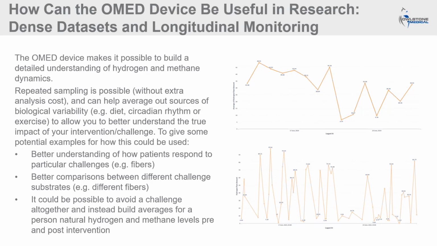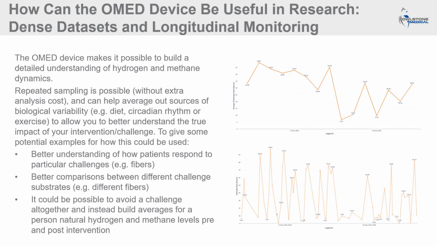So I want to give you a few examples of how this could be used. Say, for example, you want to understand how a fibre is fermented. You could repeat challenge tests over multiple days, so that you're looking at a few different time points, averaging out some of that natural variability and getting a better picture of the average response to that particular fibre. That's particularly useful when you want to compare between different fibres and how they're fermented. You can get an average picture of how those different fibres are fermented and compare and contrast in a much more statistically significant way.